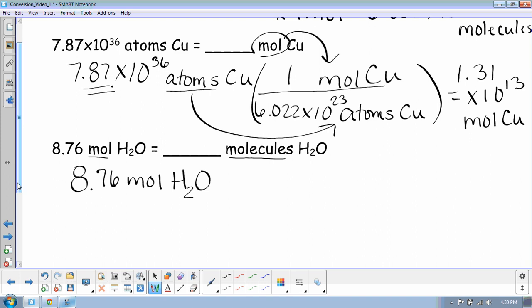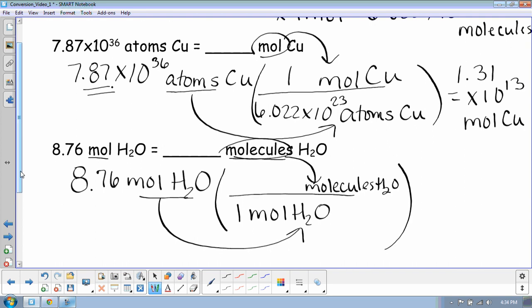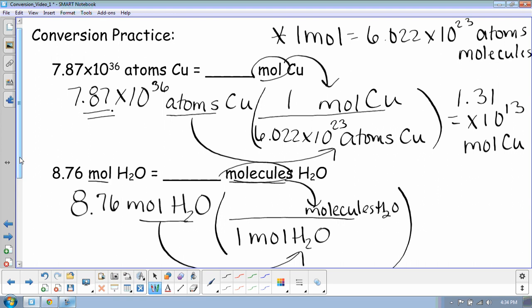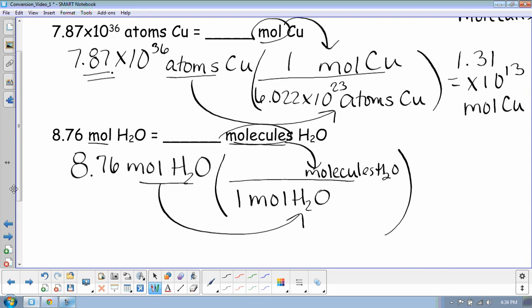And now we're going to take that mole H2O and drop that again to the bottom of the fraction because we want it to mathematically cancel. So I'm going to have 1 mole H2O. And we're going to molecules in this case. So I'm going to put molecules H2O. And if we look back up here, it says 6.022 times 10 to the 23 atoms or molecules. So I can still use my Avogadro's number in this case.